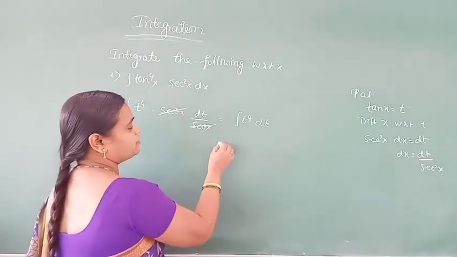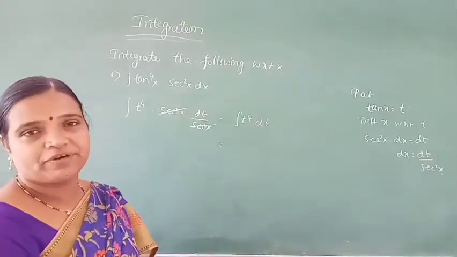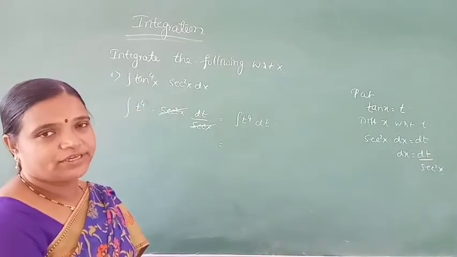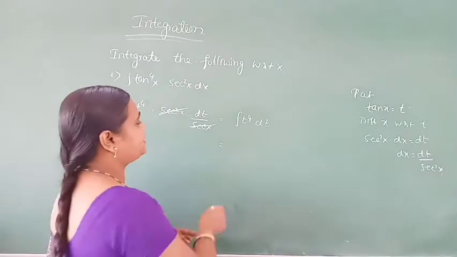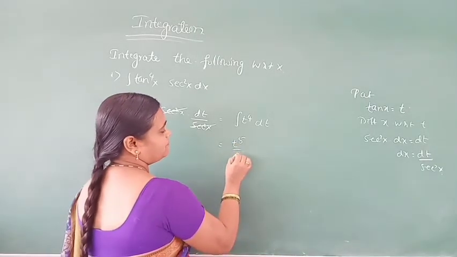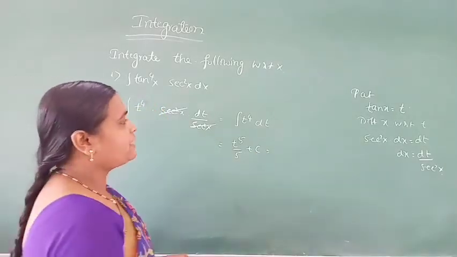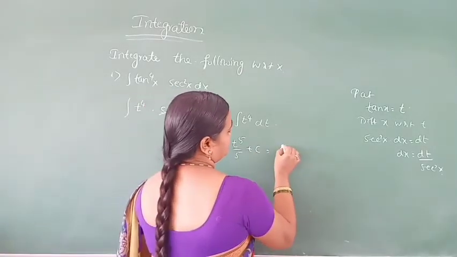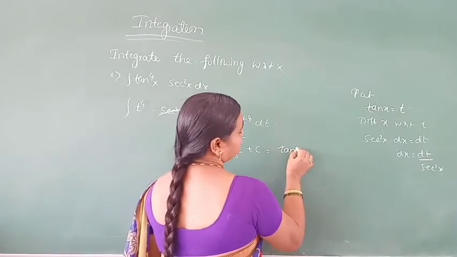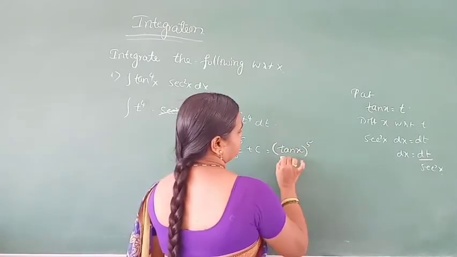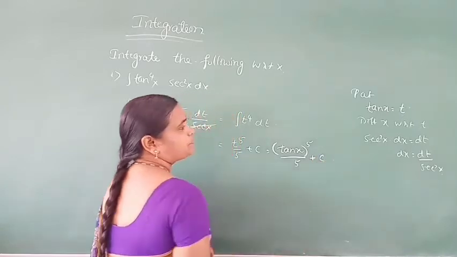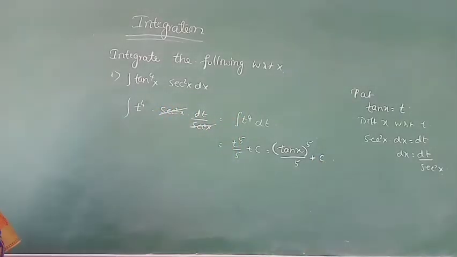T to the power 4: we know that the integration of x to the power 4 is x to the power 5 by 5. So t to the power 4 gives t to the power 5 by 5 plus c, and replace t in terms of x, because the given example is in terms of x. Therefore, tan to the power 5 x by 5 plus c. This is how we can do the example.